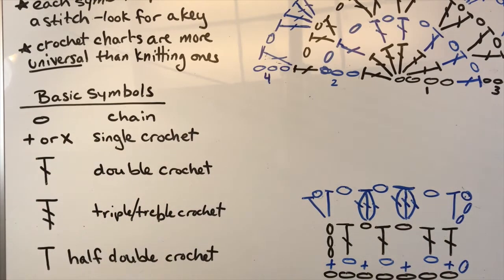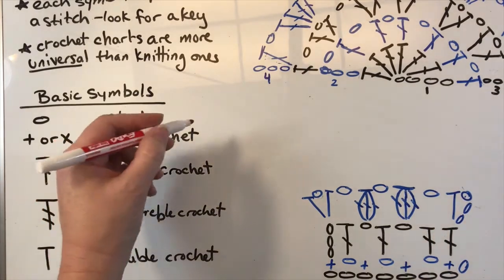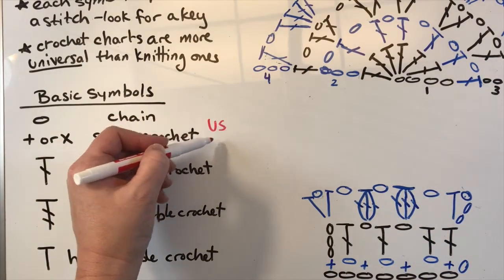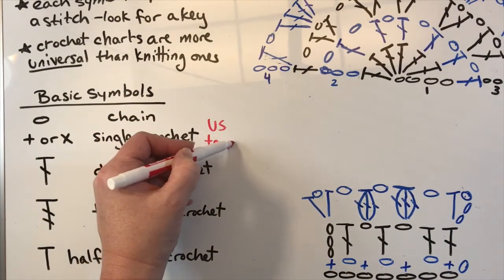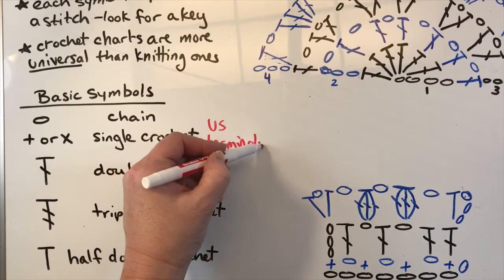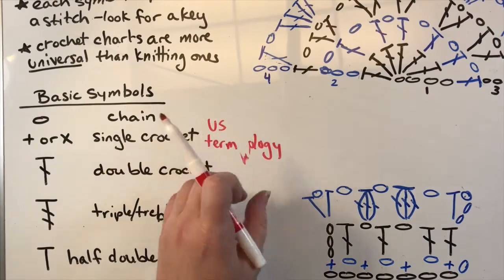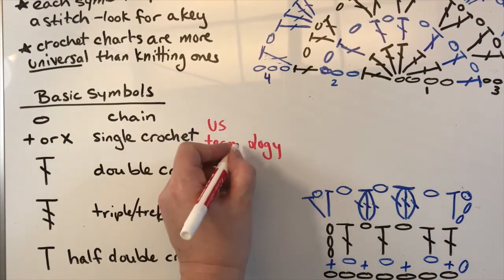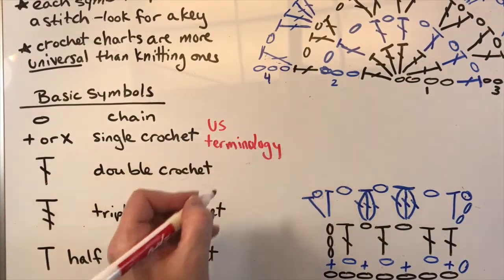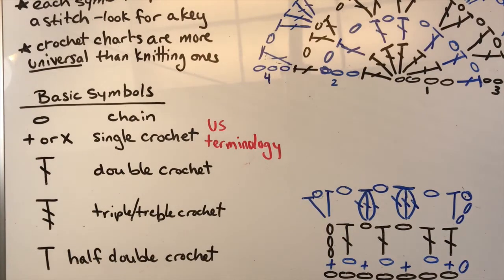And I should mark in here that I am using US terminology on this. If I can get my letters to work, right? UK terminology, British and United Kingdom terminology, is different. This is US terminology. So a plus or an X is a single crochet.